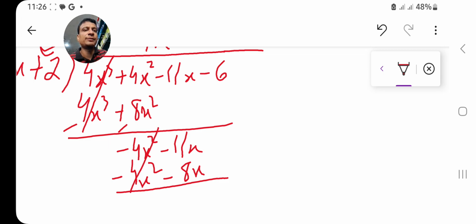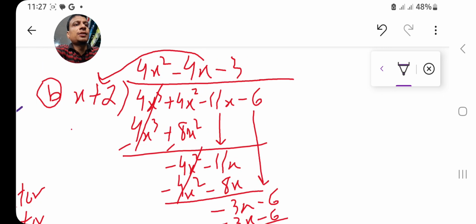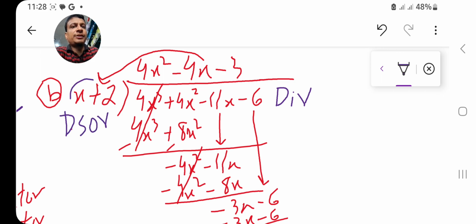Okay, this cancels out and this becomes minus 3x, and this 6 you will write downward, this is minus 6. Right now you will have minus 3, that is minus 3x. Generally, this is the dividend, this one is the divisor, and this one is the quotient. So basically I am changing the cubic equation into the product of linear and quadratic.